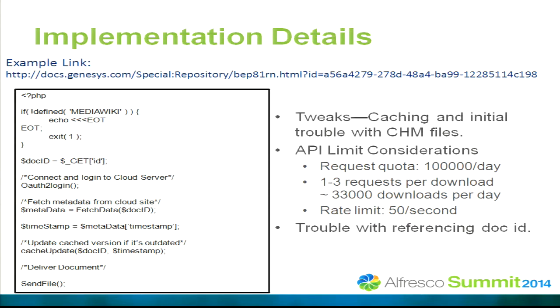One important thing to point out is that there's an API limit on the Alfresco Cloud API. So for a production application, there's a request quota of 100,000 requests per day, and each document download takes up 1 to 3 requests, depending on whether or not it's cached. So that gives us a little bit over 33,000 downloads per day. And there's a rate limit of 50 requests per second.